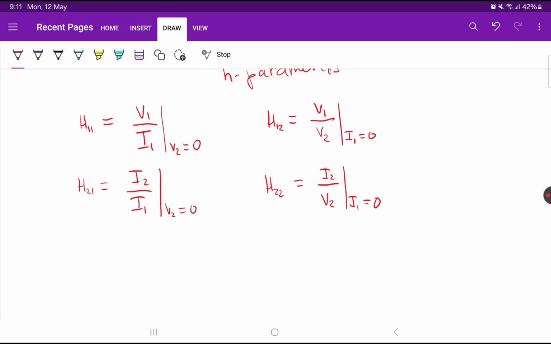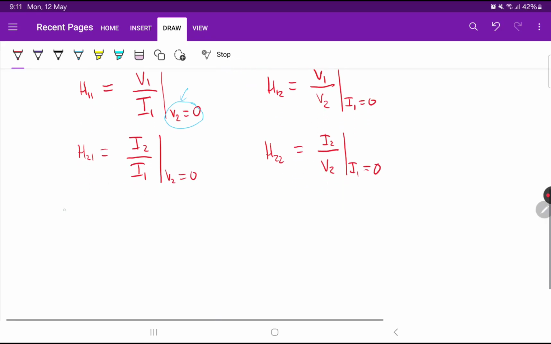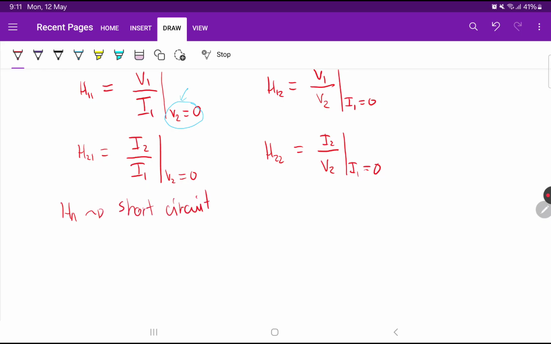And as before, there are also names for these parameters. H11 is called, because V2 equals 0, this means we are short circuiting something. H11 is in the input because it's H11; 1 means the input. H11 is called the short circuit input impedance, because the unit is ohms.